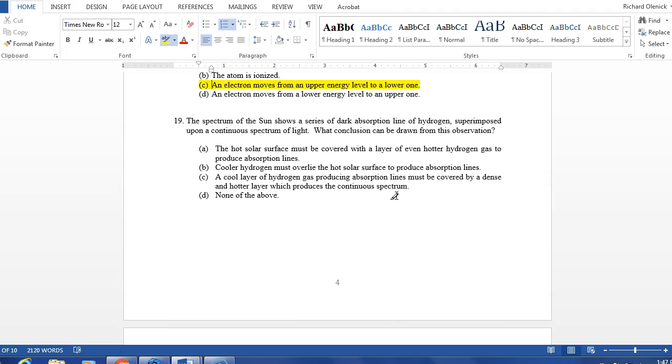The spectrum of the sun shows a series of dark absorption lines of hydrogen superimposed on a continuous spectrum of light. What can you draw from this observation? That cooler hydrogen must overlie the hot surface to produce the absorption lines.